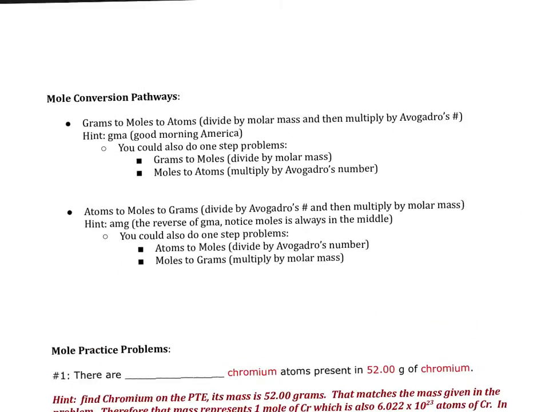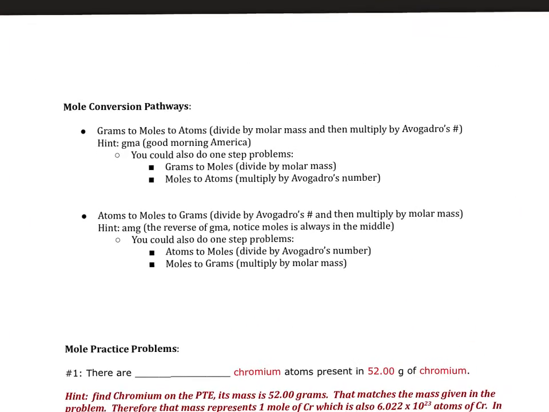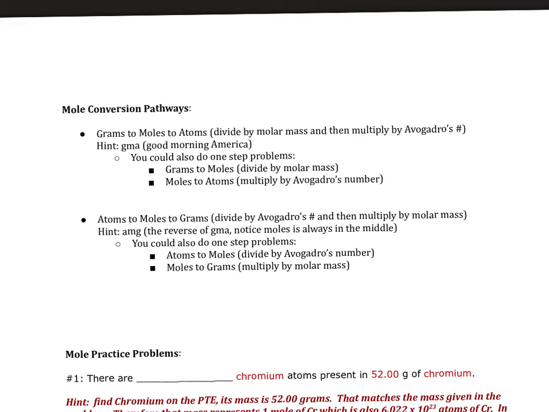So mole conversion pathways. I like to think of pathways. For example, this first set here, grams to moles to atoms. This is one way to go. GMA, grams to moles to atoms, Good Morning America. Or you could do the reverse, atoms to moles to grams. That would be AMG. And notice, again, you have to go through moles each time. The moles are in the middle. So this pathway, the first one is grams to moles to atoms.